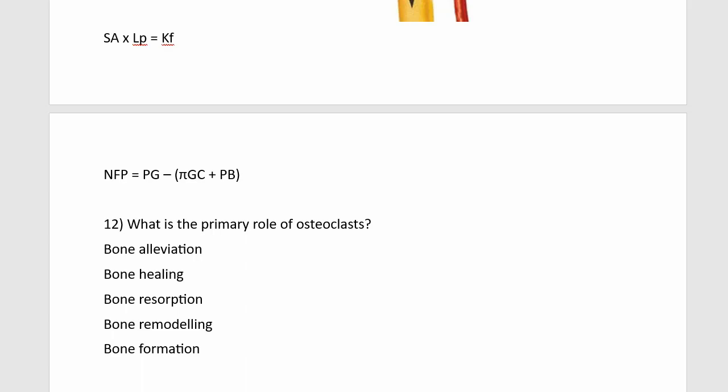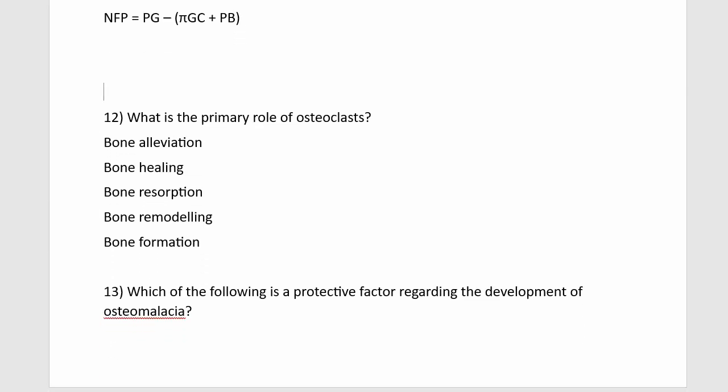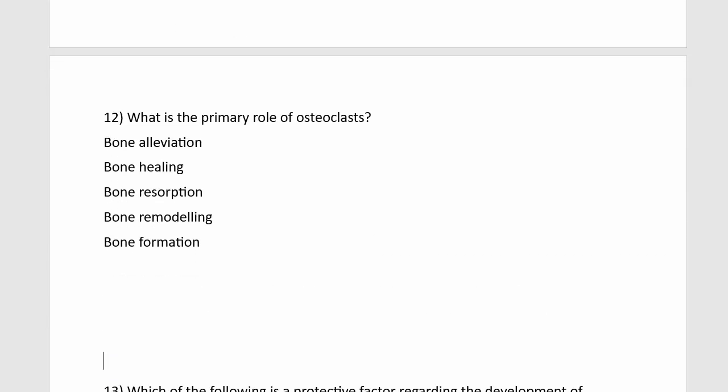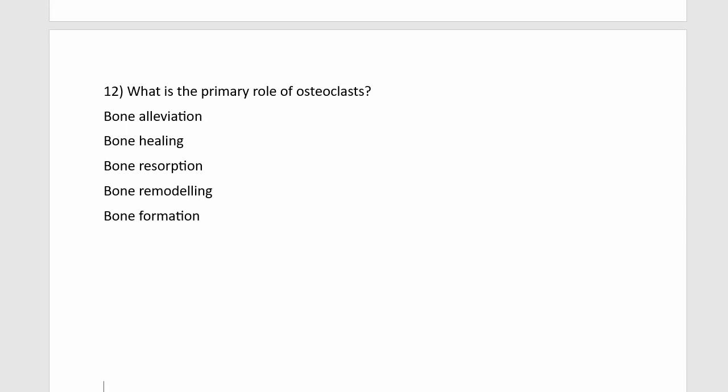Okay, so question 12. What is the primary role of osteoclasts? So is it bone alleviation? Bone healing, bone resorption, bone remodeling, or bone formation?